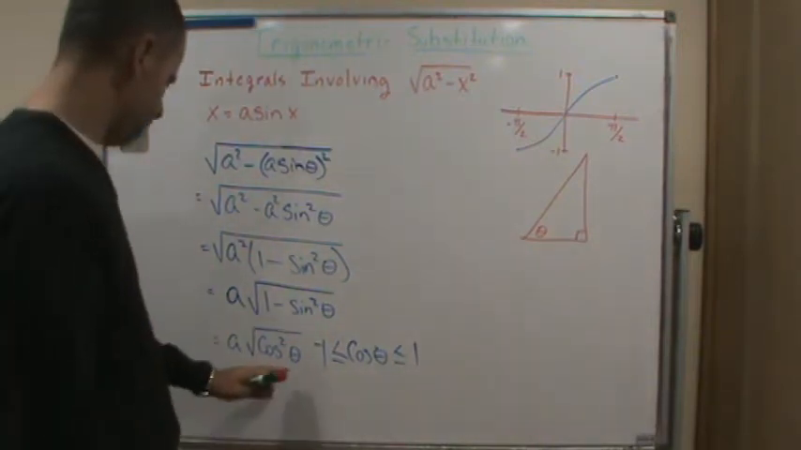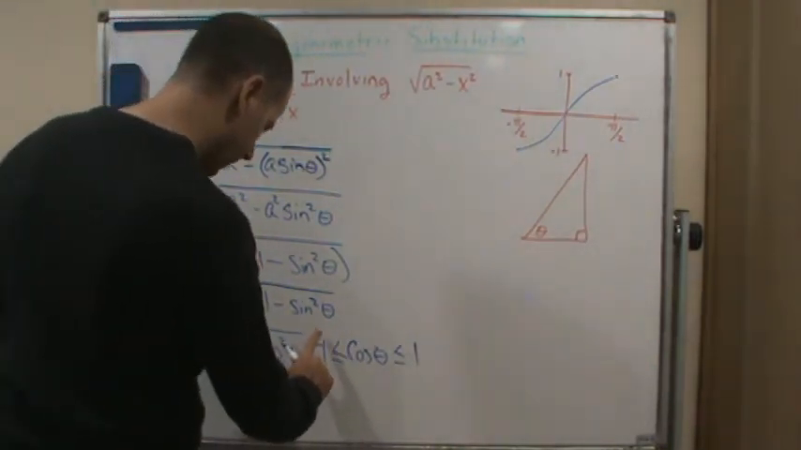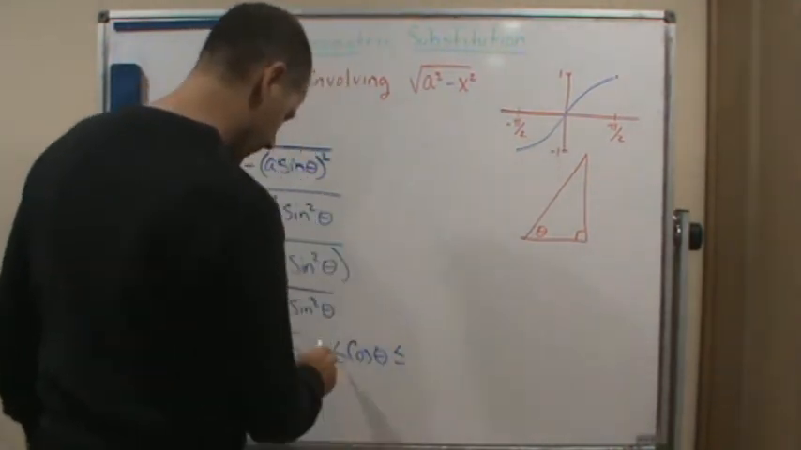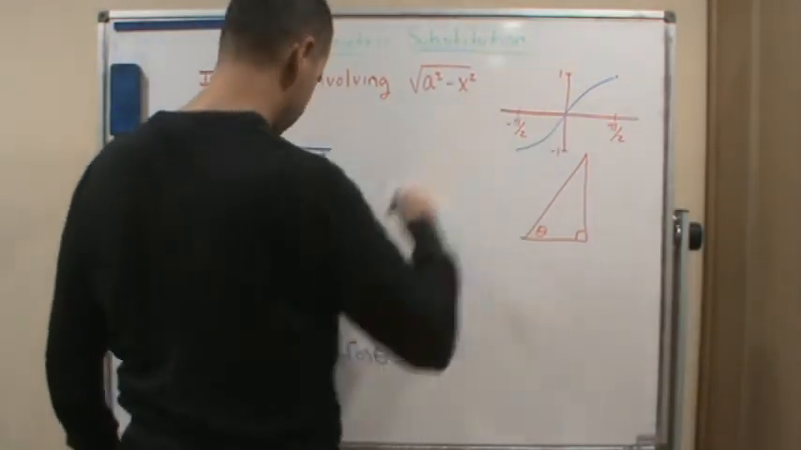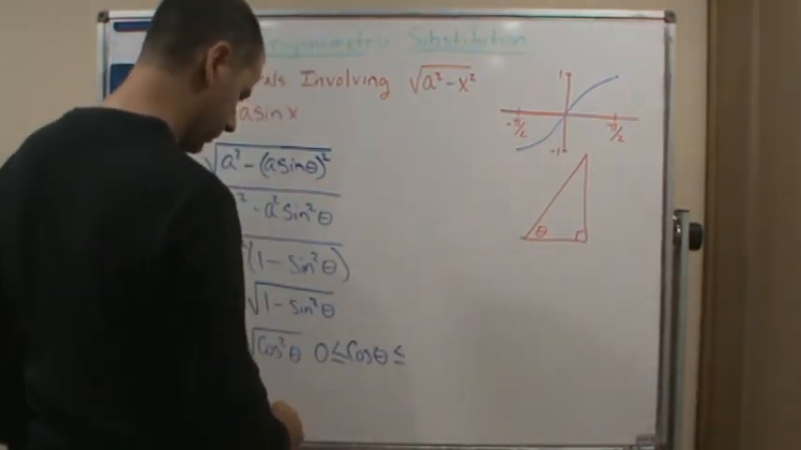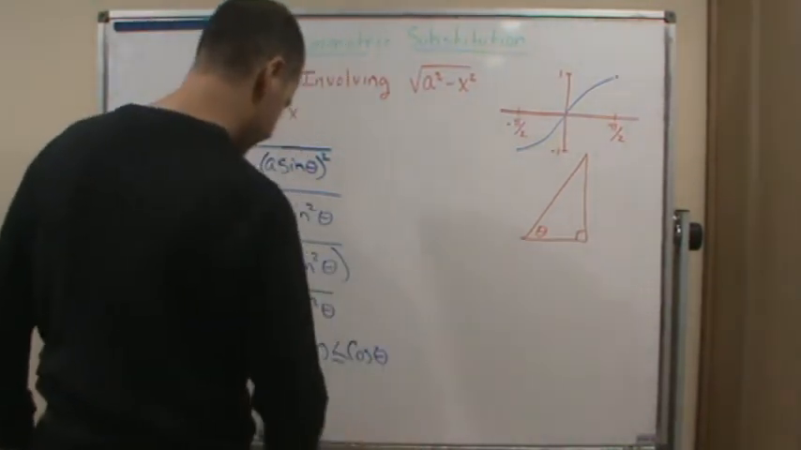Oh, actually, yeah, we're fine. Oh, hold on. That's not what I want to write. Not -1. I did it here, and then I'm not thinking, so it's 0. Okay, so it's greater than or equal to 0.